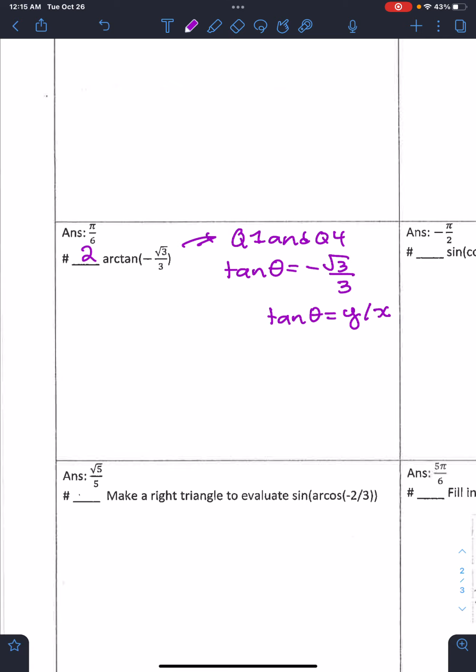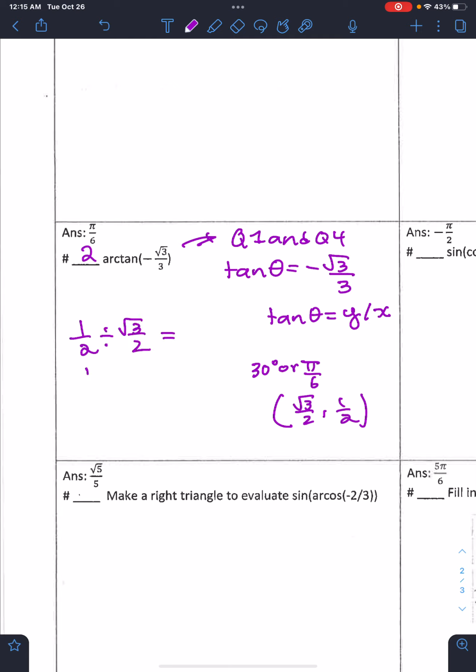So once again, I'm going to go back to my unit circle, and I don't know if you remember, but 30 degrees, or pi/6, it's square root of 3/2 and 1/2. So if you do 1/2 divided by square root of 3/2, it's 1/2 times 2 over square root of 3. You get 1 over square root of 3, and you get the square root of 3/3, which matches this really well.